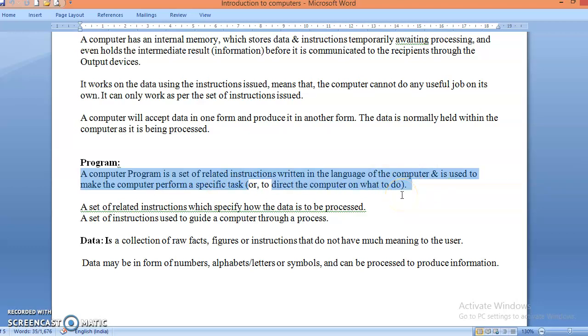So a program is an instruction for a computer, where different commands are written for a computer to perform a specific task, covering how to perform the task and what has to be done by the computer. A program is a set of related instructions which specify how the data is to be processed, or a set of instructions used to guide a computer through a process. It is a step-by-step process for a computer to perform any specific task.